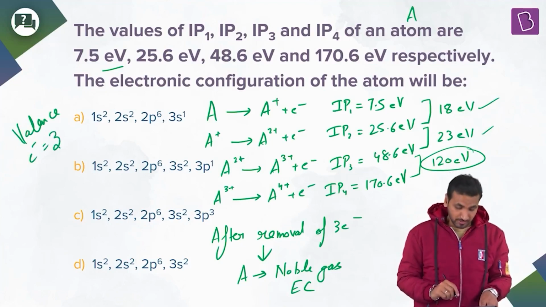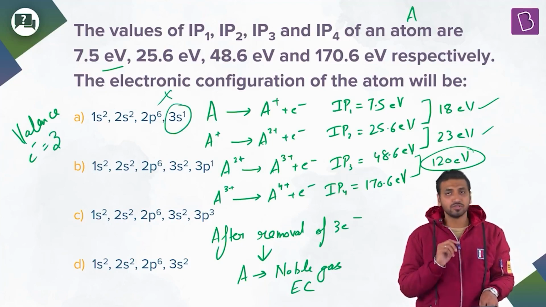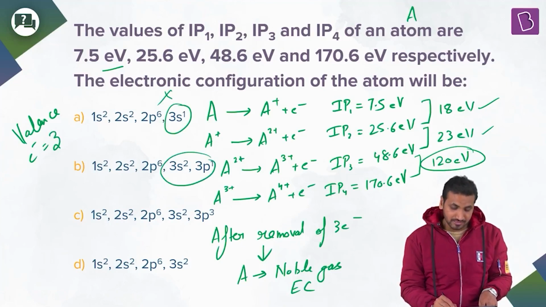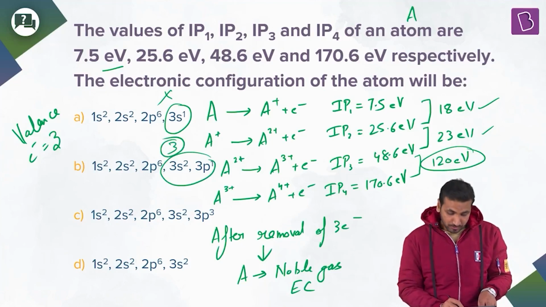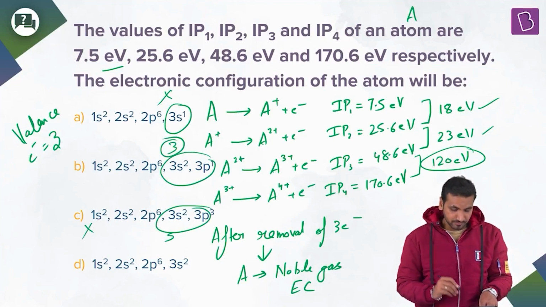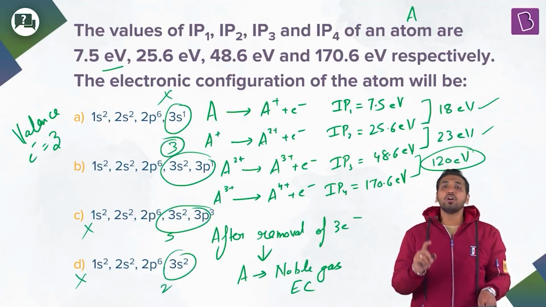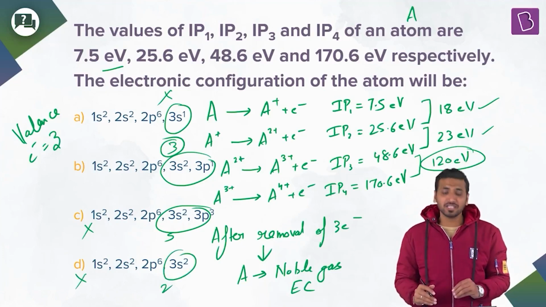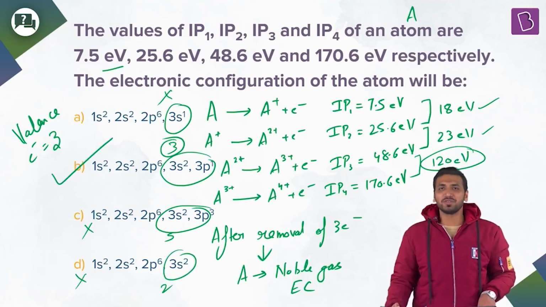Okay, let's look for it. In first, you have 1 valence electron. No. In B option, you have 2 plus 1, 3 valence electrons. Might be. Option C, you have 3 to 5 valence electrons. No. And option D, you have only 2 valence electrons. No. So, only option B is matching with what we have calculated. So, option B is going to be the correct answer to this wonderful question.